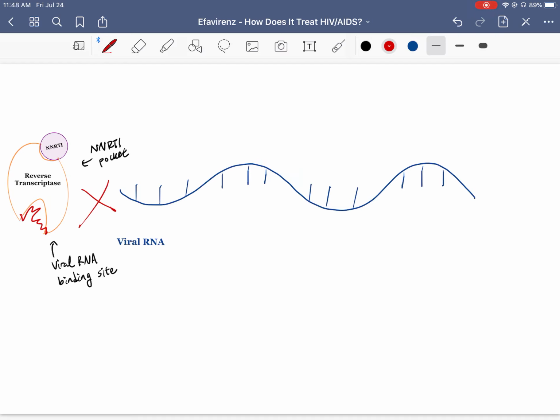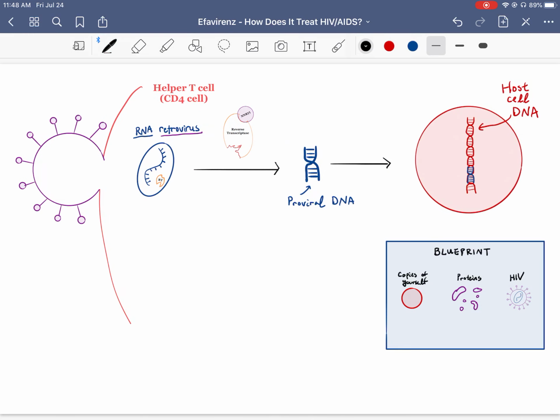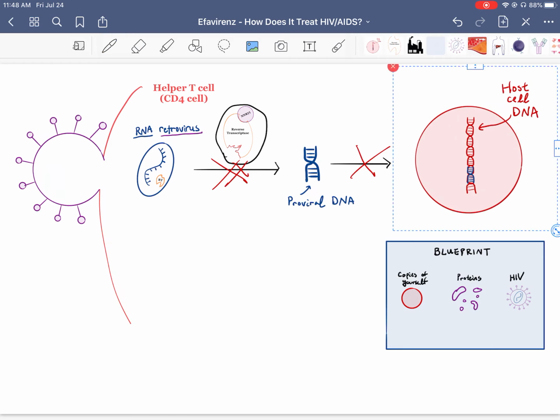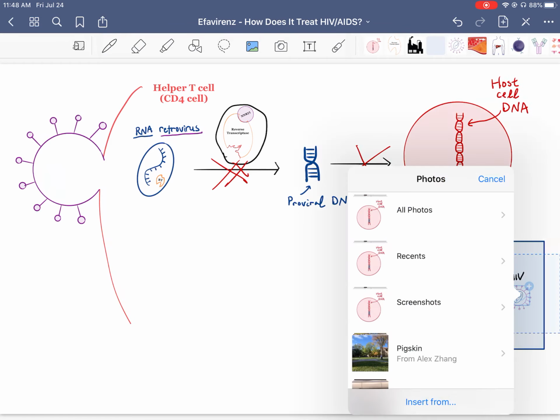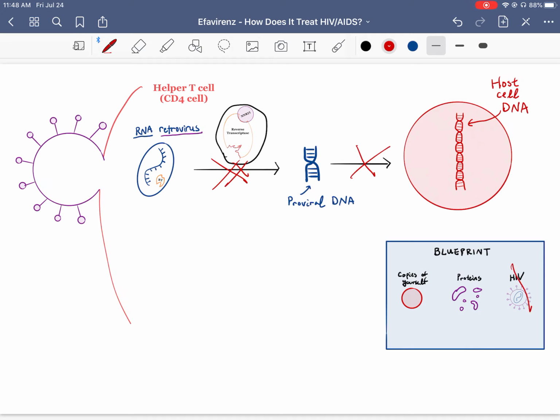Let's now look back at our host cell. The binding of efavirenz on the reverse transcriptase blocks the viral RNA from being converted to the proviral DNA. Thus, HIV cannot hijack our host cell DNA and insert the instructions for HIV into our blueprint. This helps control the amount of HIV in our blood, otherwise known as our viral load.